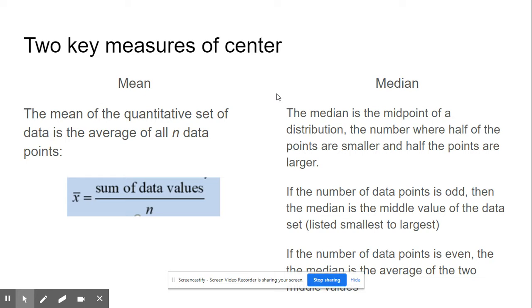The median is the midpoint of a distribution, the number where half the points are smaller and half the points are larger. If the number of data points is odd, then the median's relatively easy to find. It's just the middle value when the points are listed from smallest to largest. If the number of data points is even, then the median is the average of the two middle values.